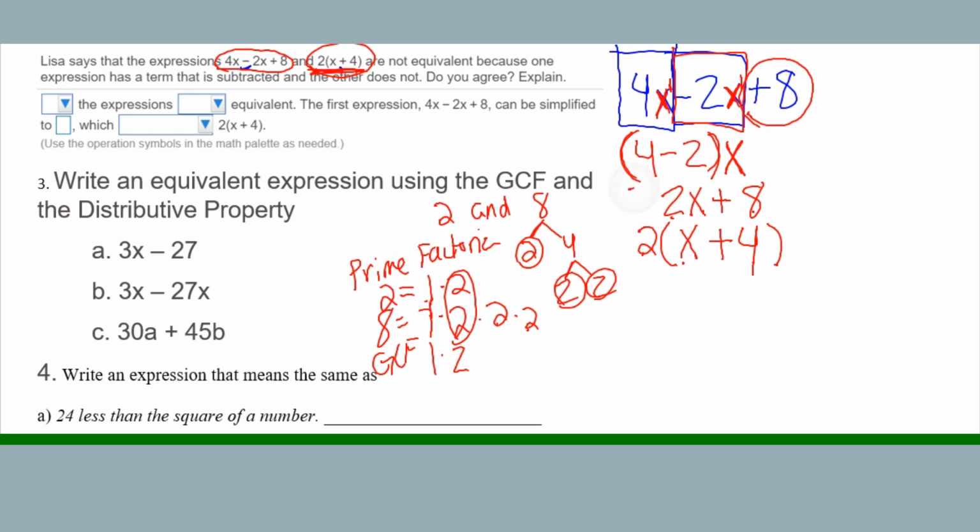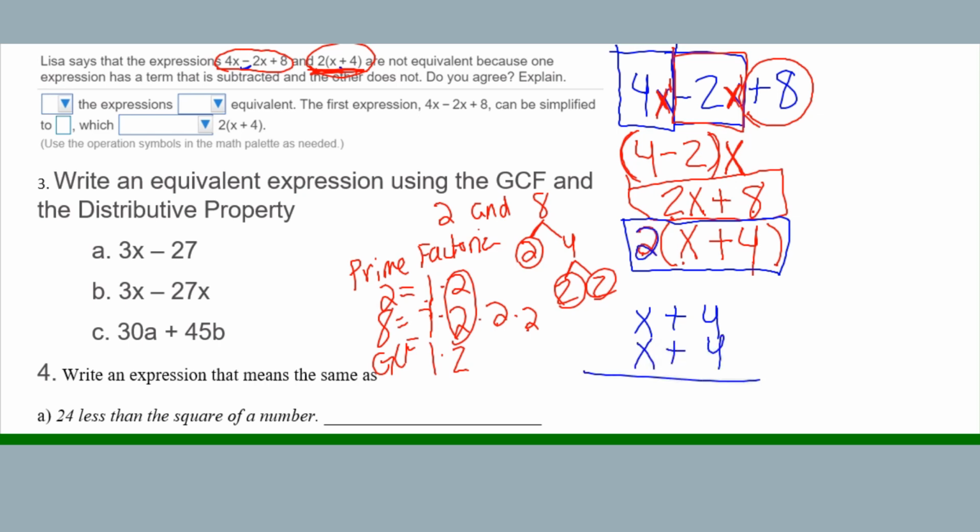So this right here, 2 times x plus 8, is equivalent to 2 times the sum of x and 4. Because if you have x plus 4 twice, x plus x is equivalent to 2x, and 4 plus 4 is equivalent to 8. So yes, if we replicate x plus 4 twice, we will get 2 times x plus 4. So yes, these are equivalent. So do we agree? Absolutely not.